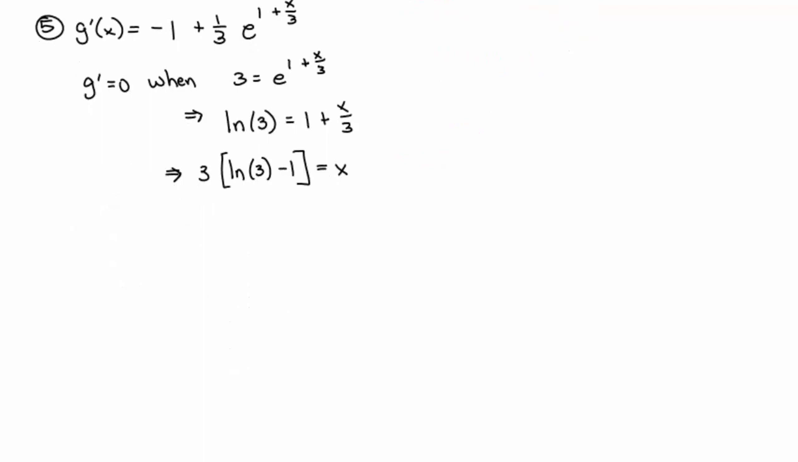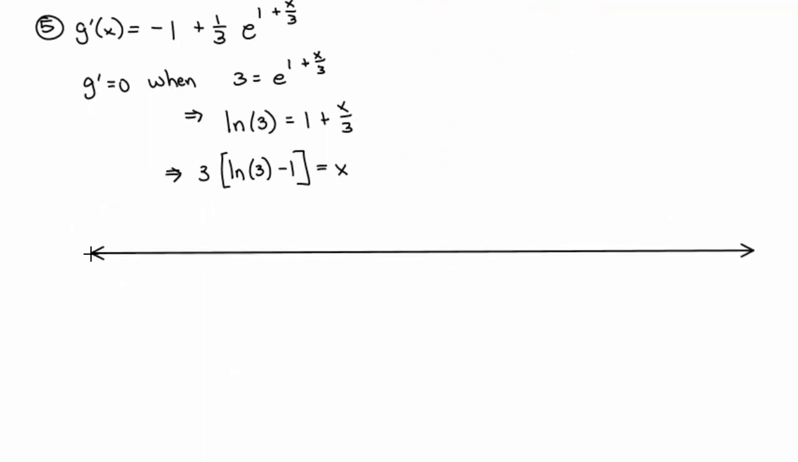Again, I'm not going to use a calculator. I haven't touched a calculator this entire time. For g prime, there's no symmetry, so I'm using the entire number line here. But I know that g prime is only 0 when x is whatever that is.